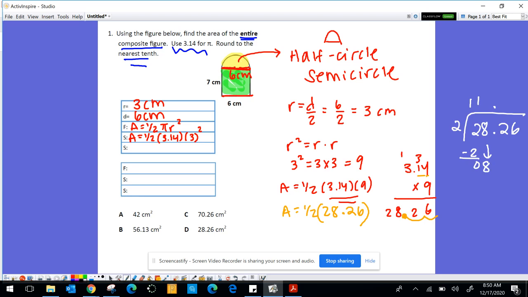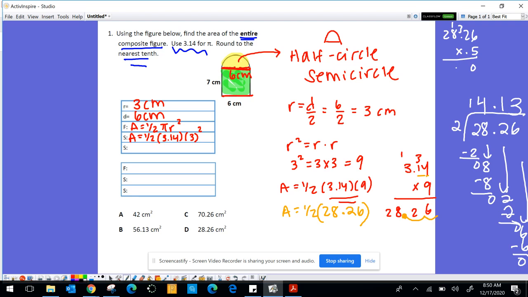Subtract, bring down the 8, it goes in 4 times. Bring down the 2. Bring down the 6. So it's 14.13, or you could have done 28.26 times 0.5, and you still get the same answer. 1, 2, 3. 1, 2, 3. 14.13. So our area for our half circle is 14.13 centimeters squared. So the half circle is done.